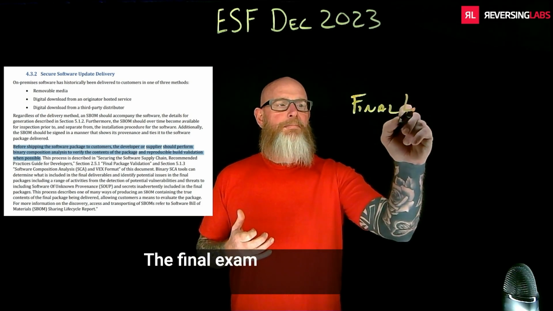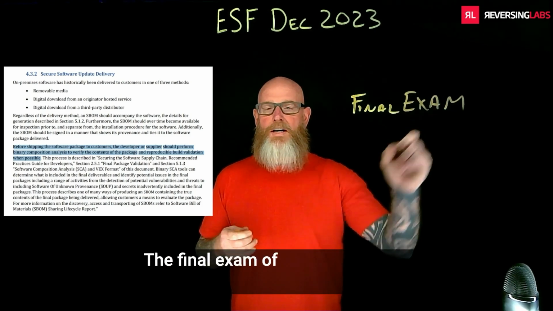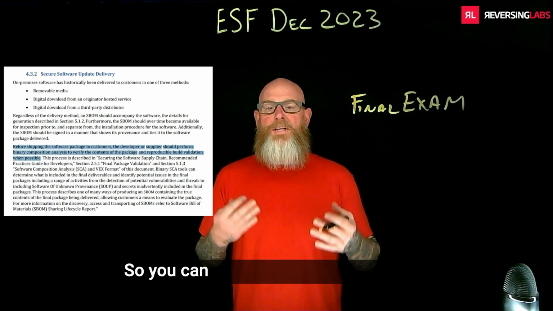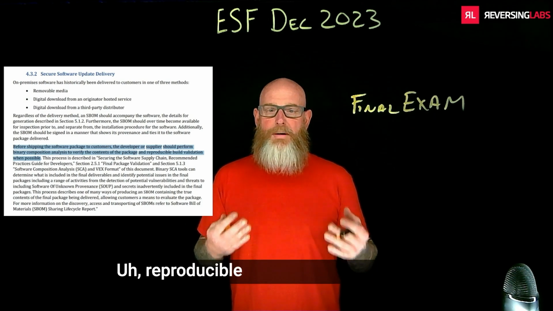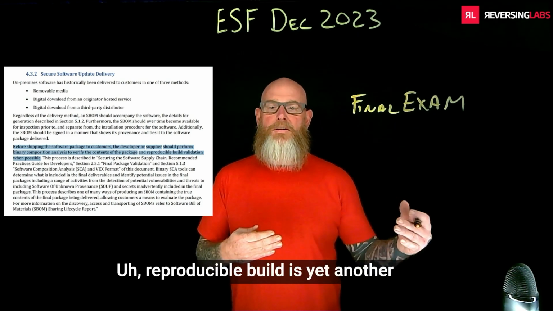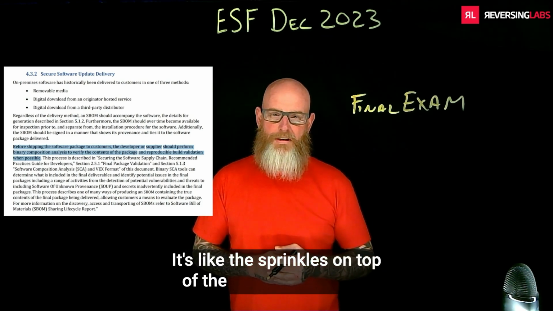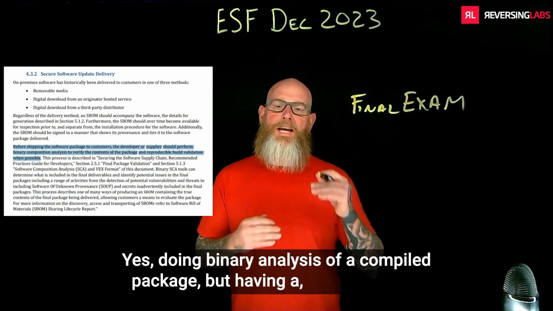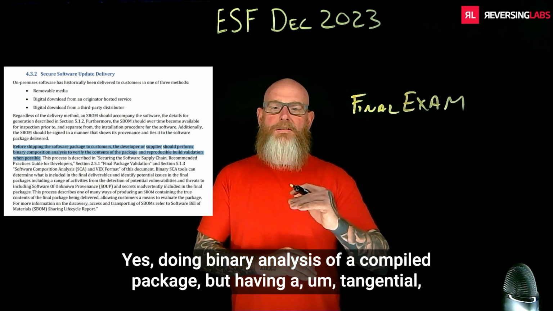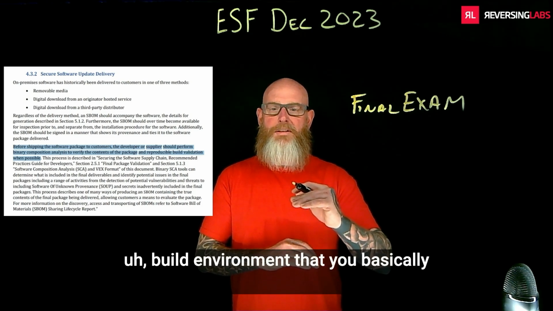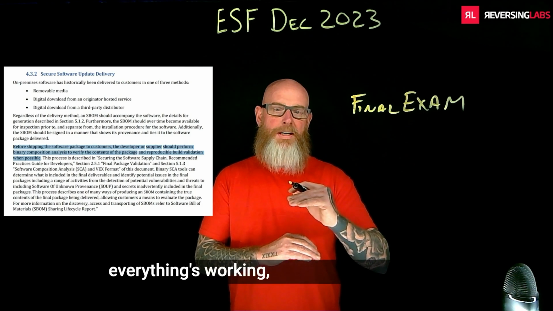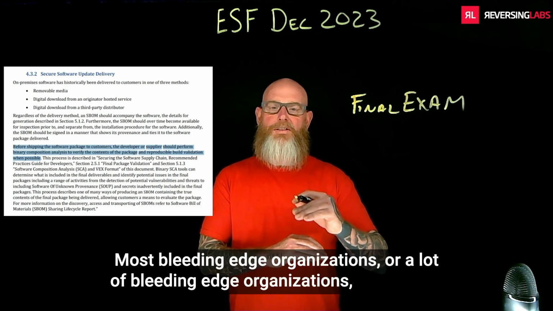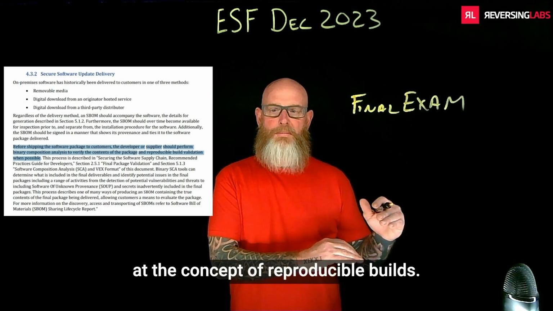The final exam of the package, the artifact, the image, is so you can actually trust your software. Reproducible build is yet another step. It's like the sprinkles on top of the hot fudge sundae. Yes, you do binary analysis of a compiled package, but having a tangential build environment that you can compare and contrast to make sure everything's working is the next step. A lot of bleeding edge organizations are looking at the concept of reproducible builds.